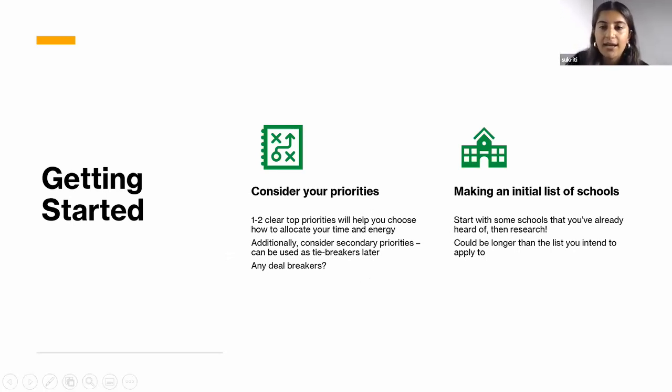And then I would make a starting list. Look at some schools that maybe you've already heard of, and then do some extra research on schools that you may not have heard of and ask people you know as well. It could be longer than the list that you intend to apply to because you just want to collect and research a lot of colleges at first.